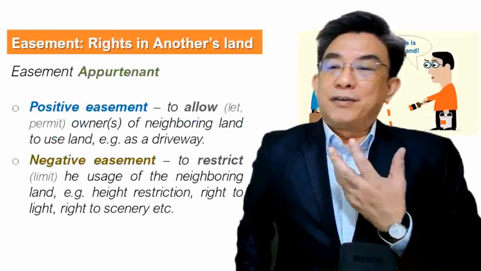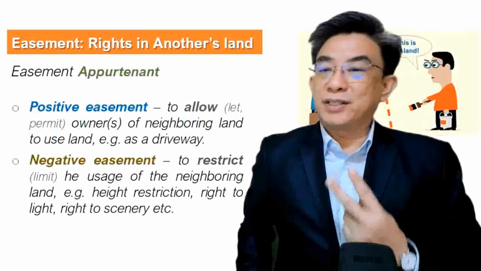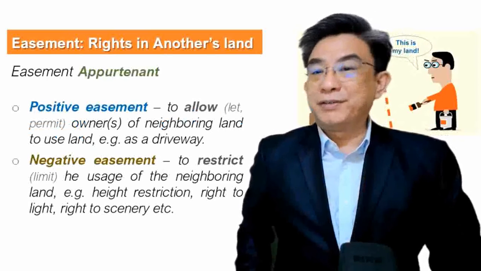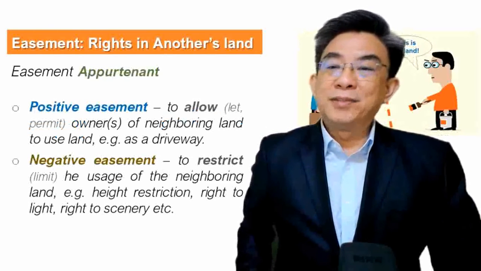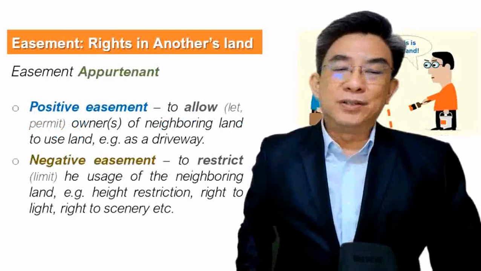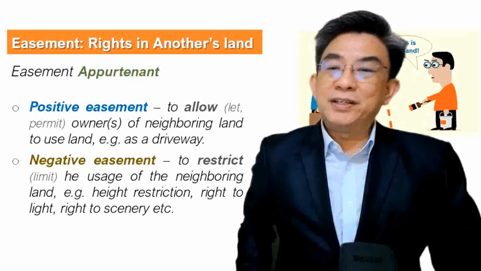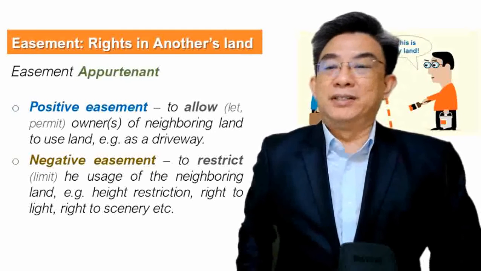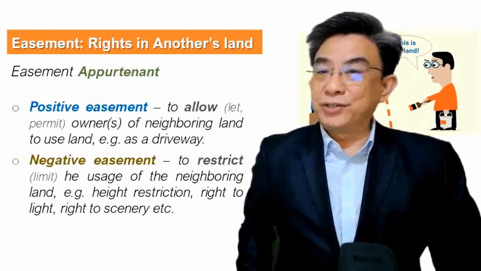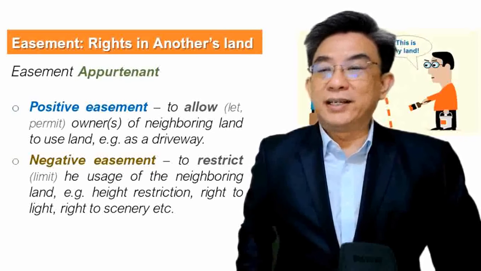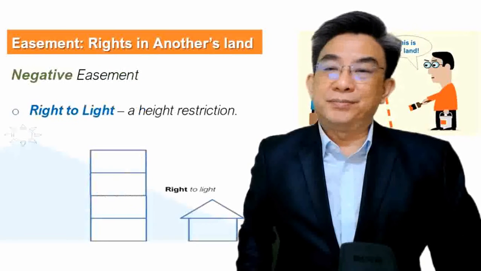Now let's focus our attention more on easement appurtenant. There are two types of such easement. One is called positive, to allow, to let, to permit the owner of the neighboring land to use the land, usually as a driveway, but it can also be a footpath. Negative easement is to restrict or to limit the usage of the neighboring land. So you will have a height restriction, for example, right to light, and right to scenery. Later, all this will have samples to show you.